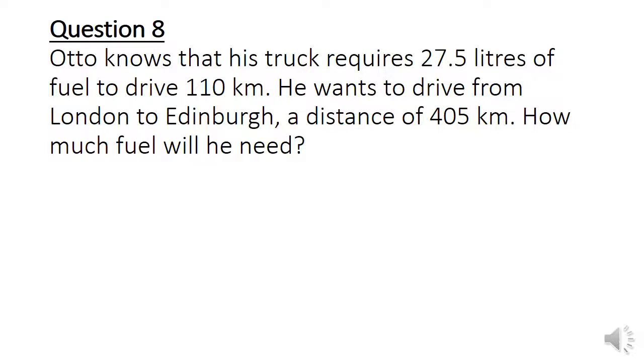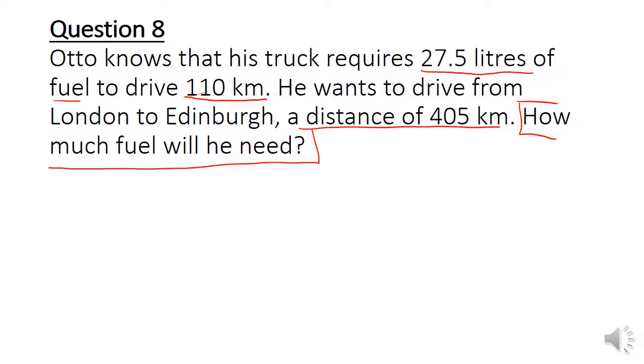Question 8. Otto knows that his truck requires 27.5 litres of fuel to drive 110 kilometres, and he wants to drive from London to Edinburgh, a distance of 405 kilometres. So how much fuel will he need? That is the big question that we need to answer.